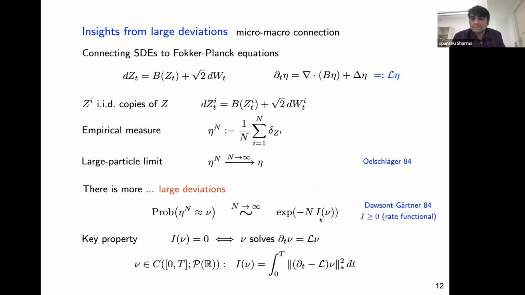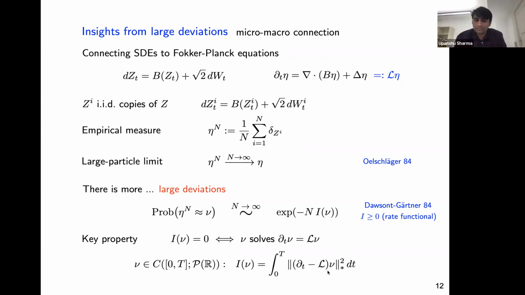So in some sense, the non-zero values of I capture the error that you make when you step away from your correct limit, right? And that's the thing to keep in mind. In this particular example, it has a nice form. I won't tell you what this star square term means, but informally it's like a norm square of the time derivative minus L applied to nu. Nu is arbitrary. So you can imagine if nu solves the equation, this is zero, and otherwise it's non-negative.